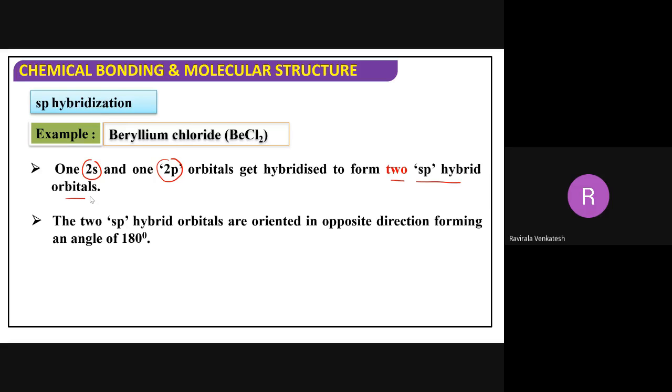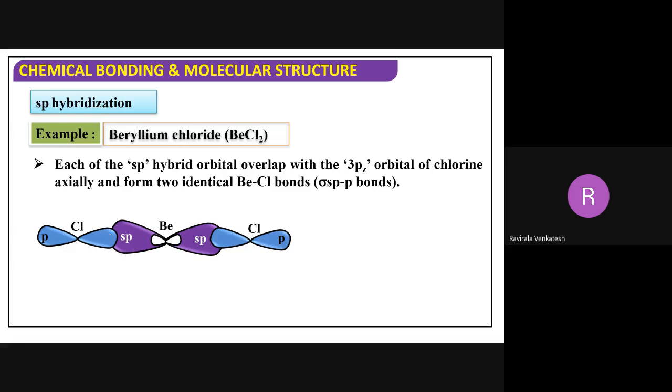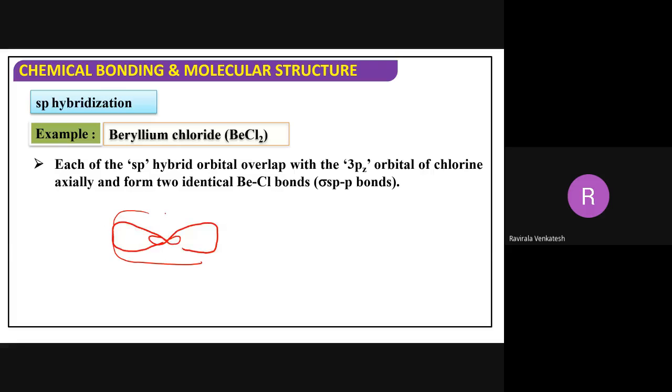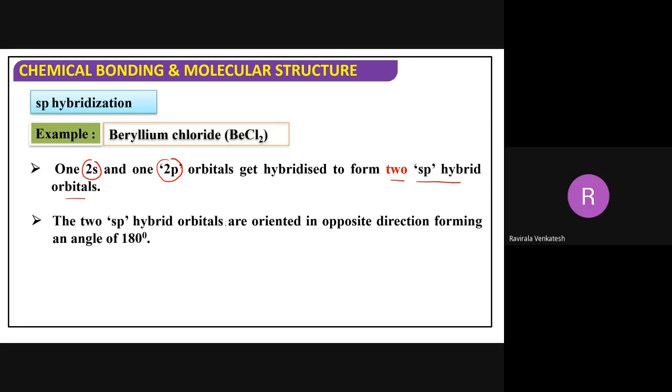Now, the two sp hybrid orbitals are oriented in opposite directions, you see? In this way they are oriented. One is like this, and the second one is like this, both in opposite directions, right? After the formation of this, what happened?